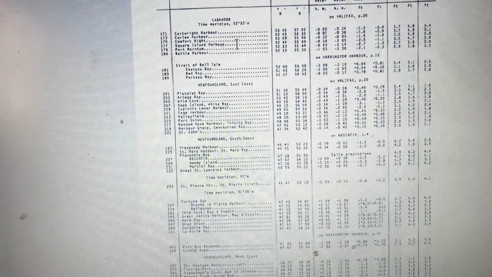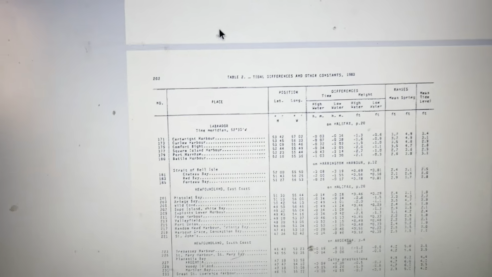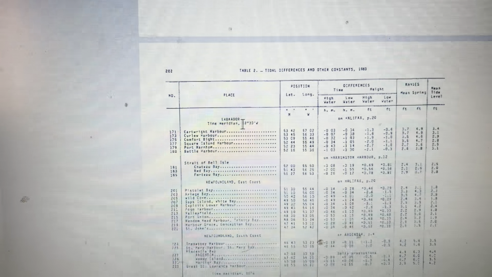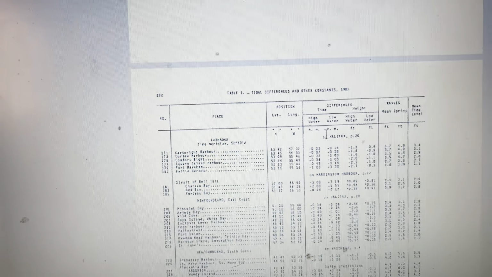These main stations don't all... You can see that we might be missing a page up at the front because we started at 171. So I bet you Argentia, Newfoundland is probably in the page we lost.